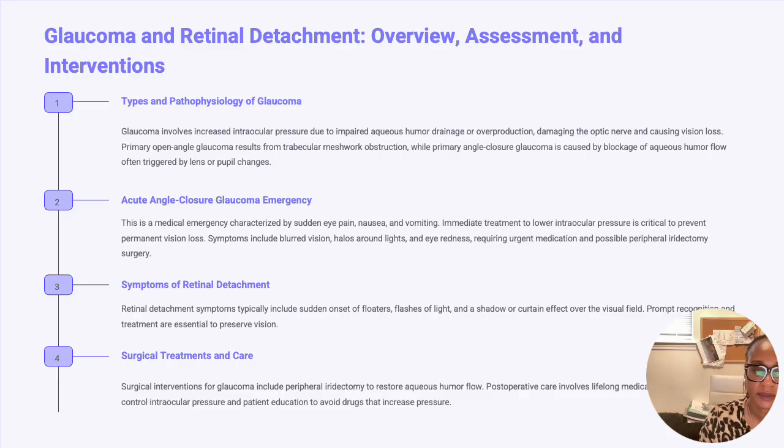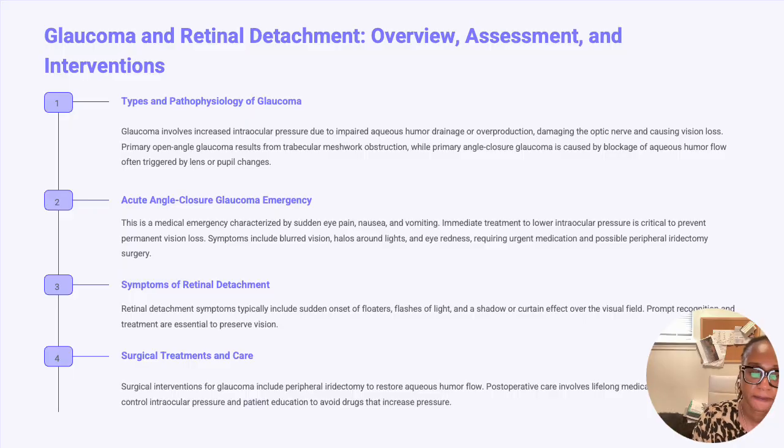Glaucoma and retinal detachment overview, assessment, and intervention. Types and pathophysiology of glaucoma. Glaucoma involves increased intraocular pressure due to impaired aqueous humor drainage or overproduction, causing damage to the optic nerve and vision loss. Primary open angle glaucoma results from trabecular meshwork obstruction, while primary angle closure glaucoma is caused by blockage of aqueous flow, often triggered by lens or pupil change.